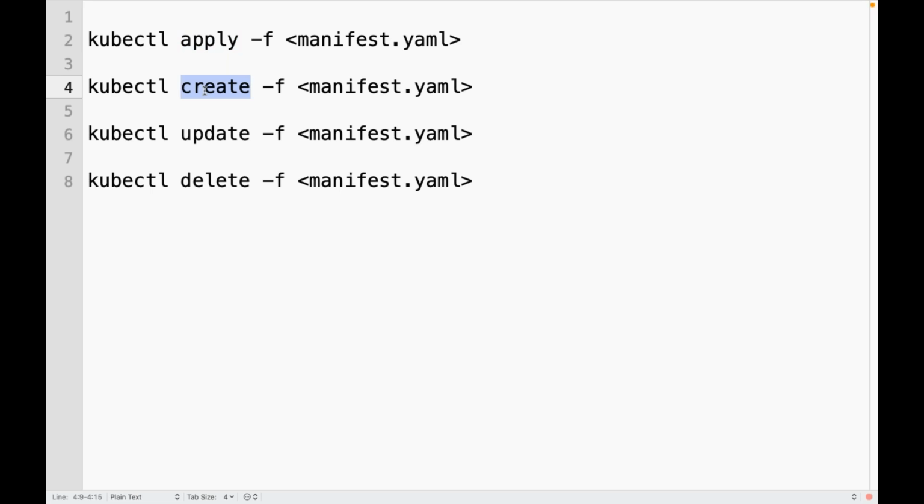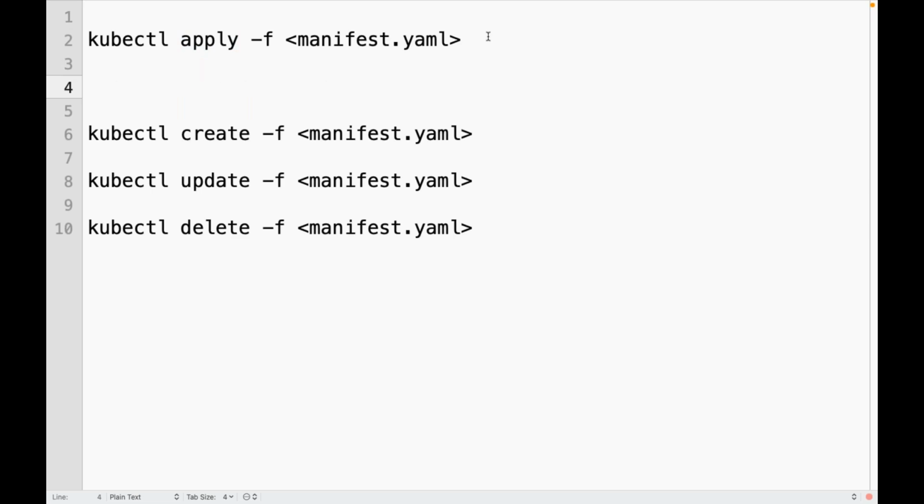Sometimes in the interview they are going to ask this question. What is the difference between apply and create? So apply works like create or update, right? It is not imperative versus declarative. It is not like that. It works like create or update. What does it mean?